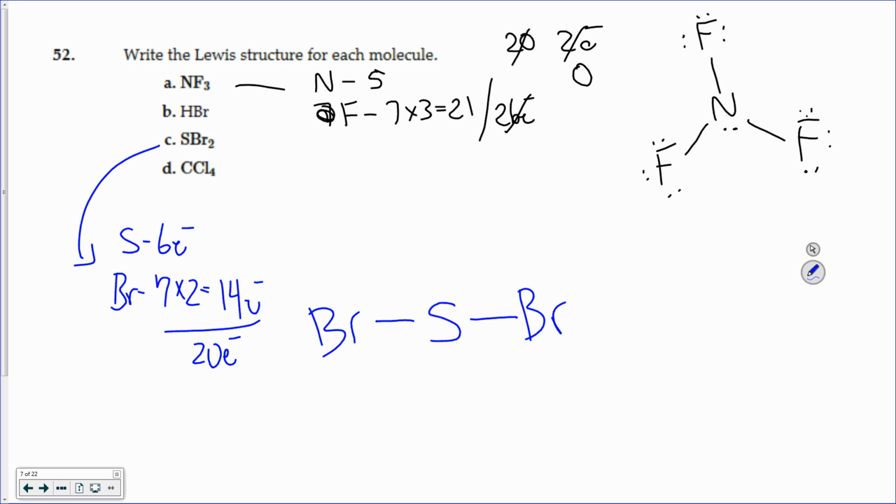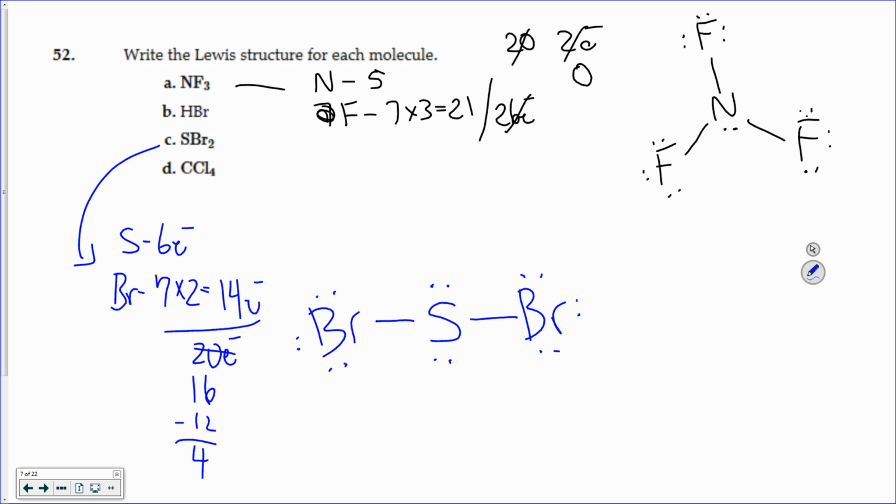So the first thing I do is start with drawing a single bond to each of the exterior atoms. That uses how many electrons? I used 4, so I've got 16 left. Now I want to fulfill the octets around the exterior atoms. 1, 2, 3, 4, 5, 6. 6 more makes 12. I take 12 from that. I've got 4 electrons left. Put those 4 electrons on the central atom.